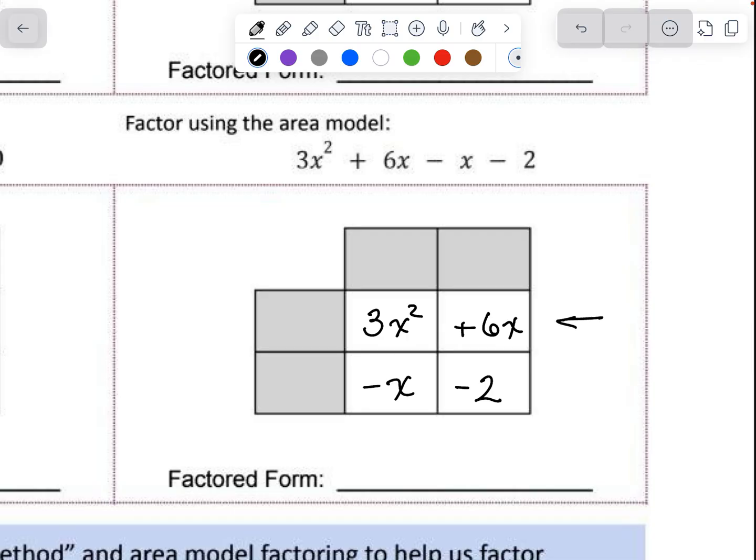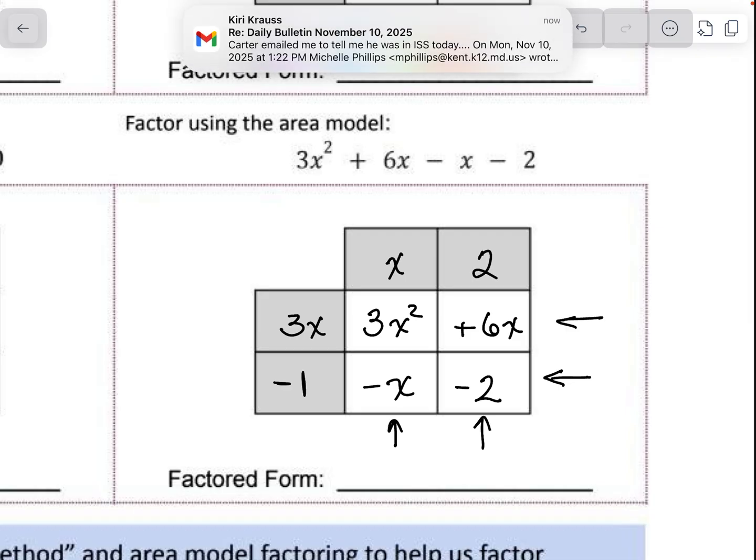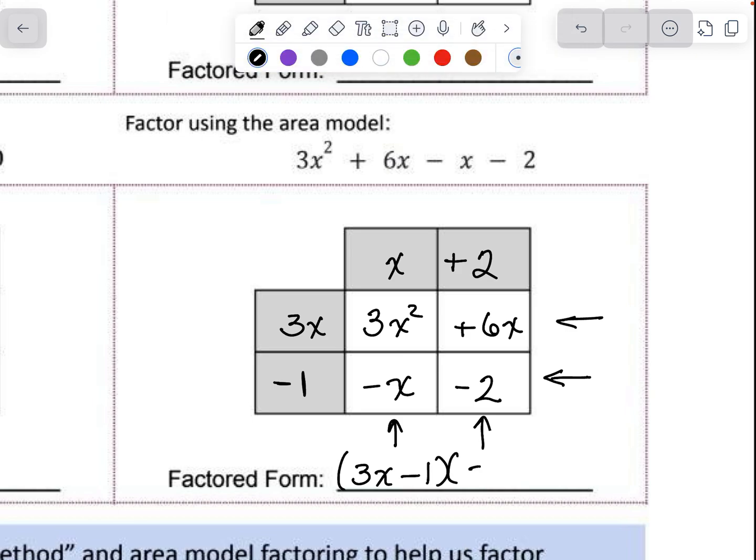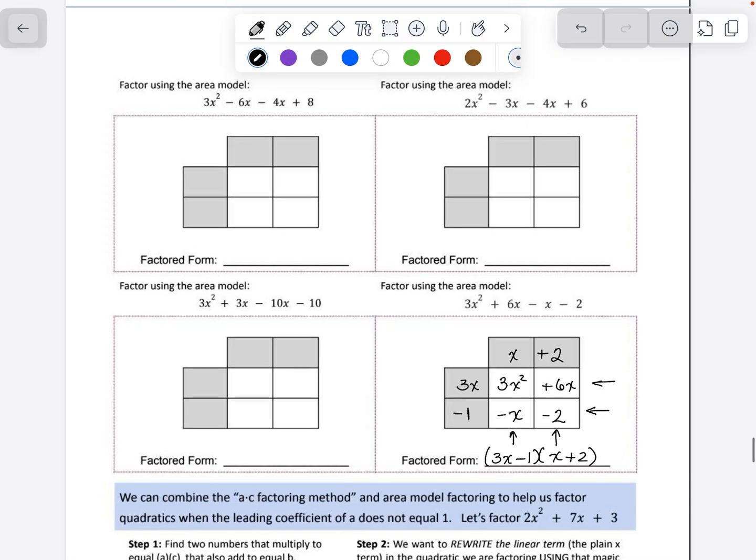These two terms are divisible by 3. A 3 will go into both of them, and they both share an x. These two terms both share a negative. They don't share anything else, so they have a 1 in common. So they have a negative 1. These two terms share an x, and these two terms share a 2. So then this is going to be 3x minus 1 times x plus 2. And that's the factored form of that one.